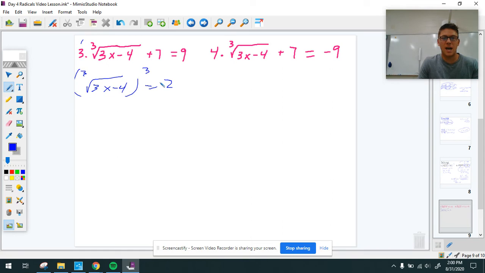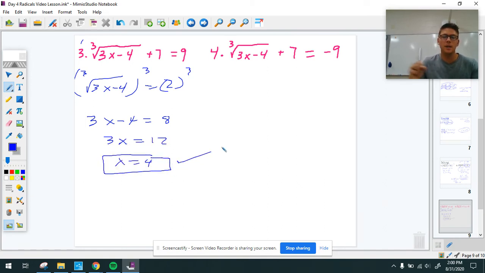Cube both sides. 3x minus 4 equals 8. And then you have 3x equals 12. X equals 4. If you were to check it and plug it in, it works. That is our solution. The other side, we could do the same thing, go through the process, and it will work as well, because remember, once again, you can cube root negatives.